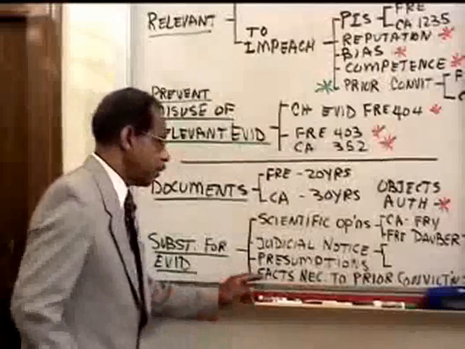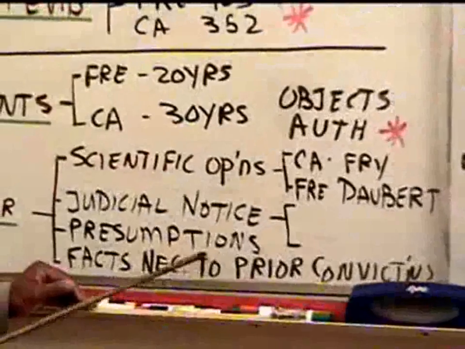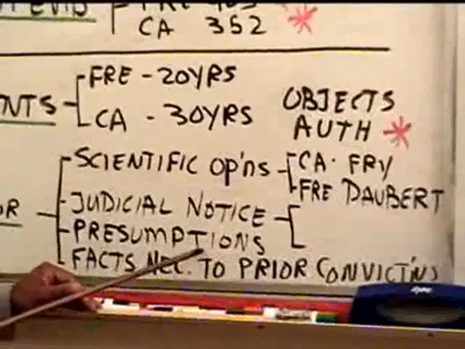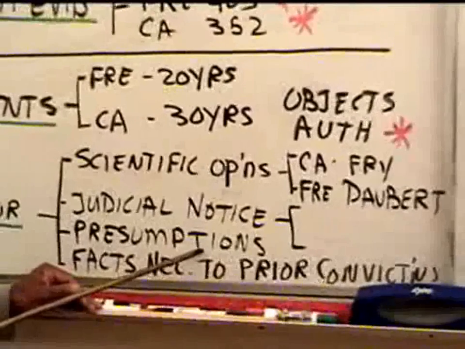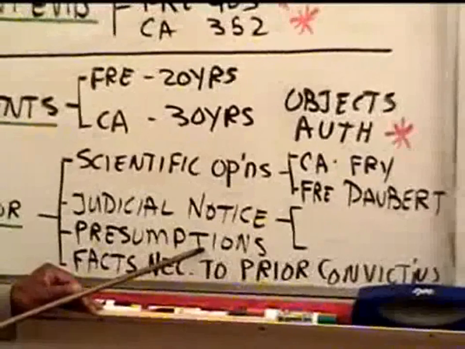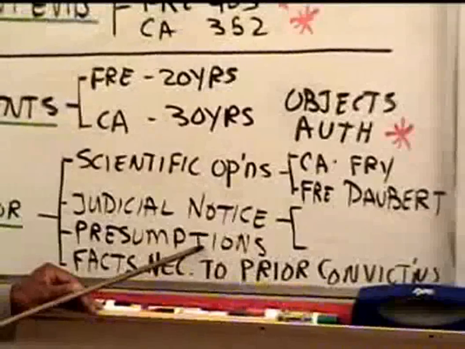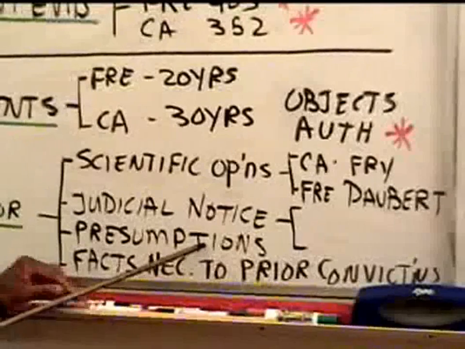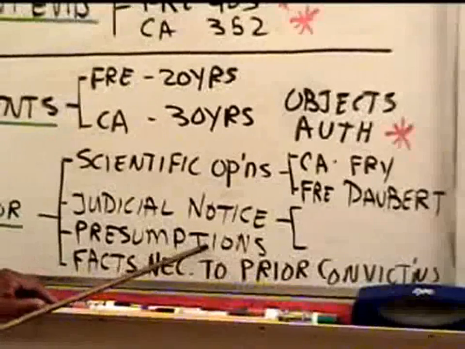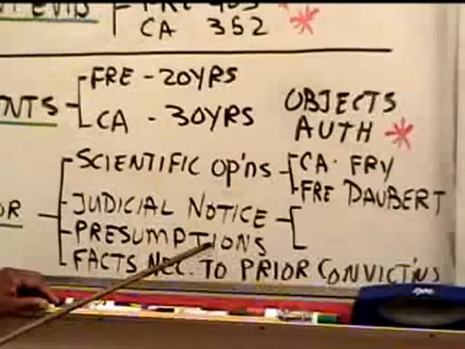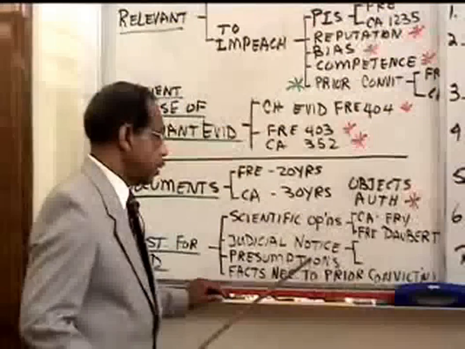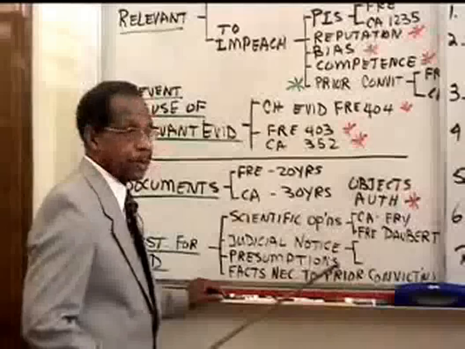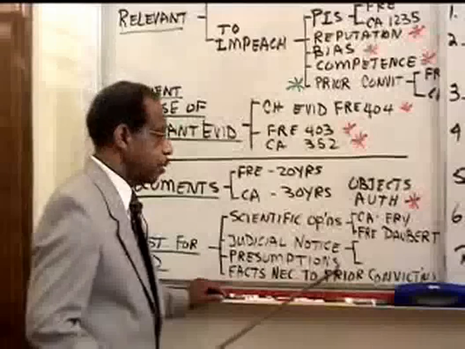Now, under the federal rules, presumptions are handled in the first way, where you can make them disappear by simply putting on credible evidence to the contrary. And these presumptions are said to be presumptions affecting the burden of producing evidence, or burden of going forward with evidence. So that's how the federal rules handle it. You can make them disappear.